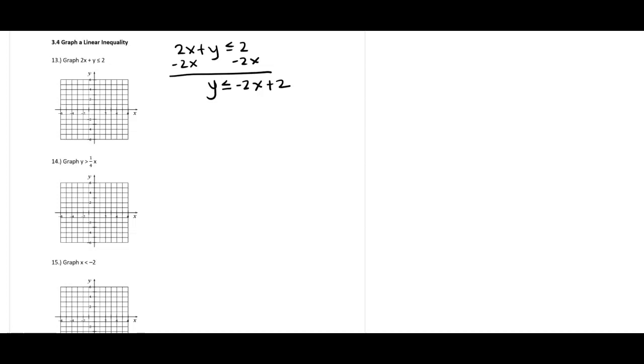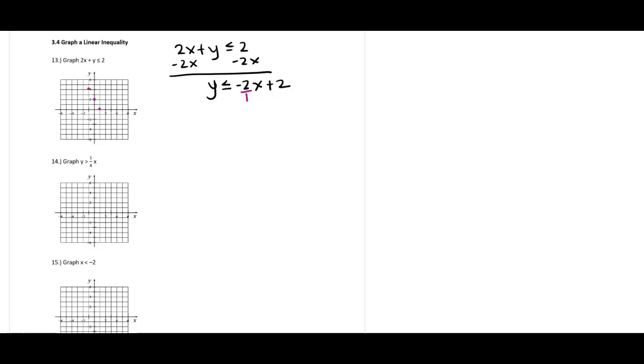That's one of the crucial things with inequalities. Got to remember. Right. And so then again, now that it's in slope-intercept form, I'll go up 2, right? And then my slope is down 2 to the right 1, or up 2 to the left 1.